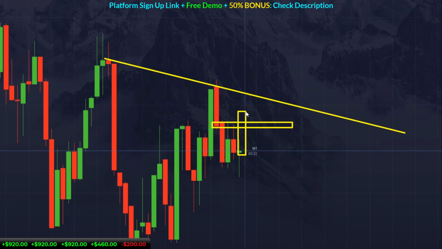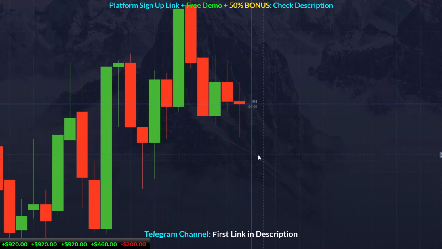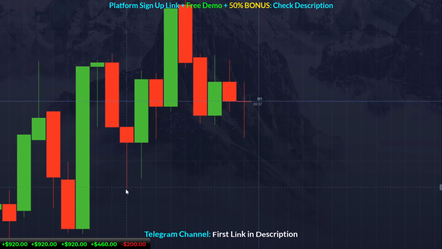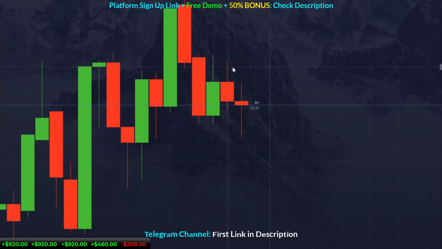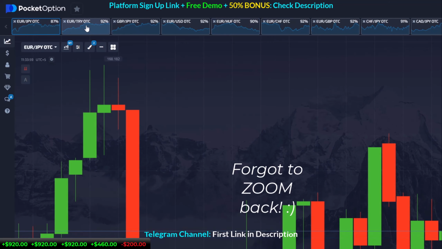So if we break this, we will have the chance to take a retracement trade against the breakout. So let's say if we break this and also close on this trend line, it will be double confirmation to take this trade, right? So we just have to wait for this one to see what will happen. We'll place this there.